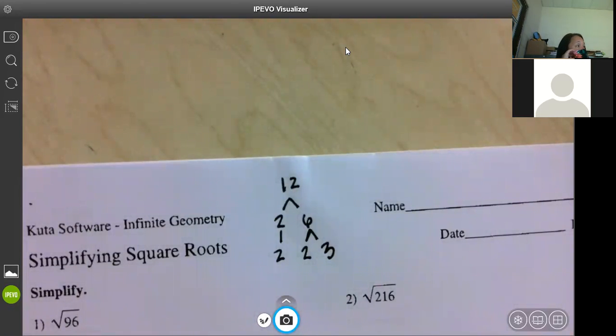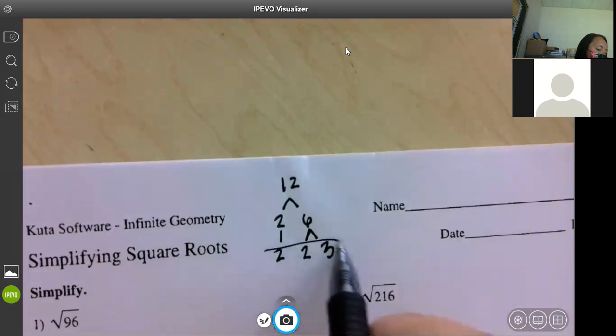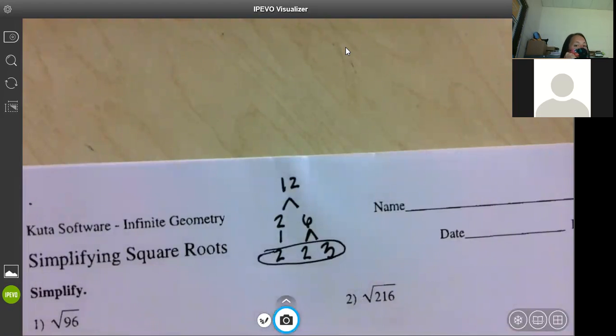Now, I don't like the trees. I just write it all the way out. If you do the trees, I would suggest that even when you don't repeat your factor, make sure you pull it down. Okay, so if you decide to do it this way, that's perfectly fine. But we need to have all our factors in one row like this, okay?